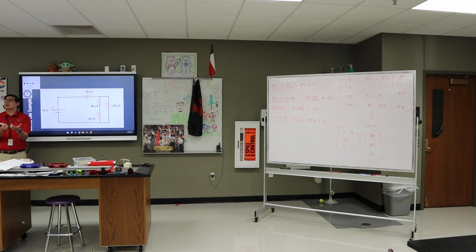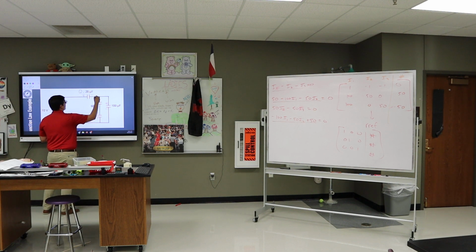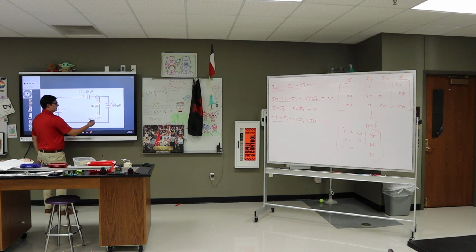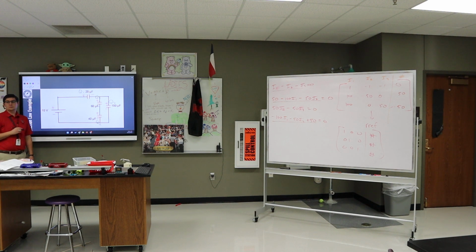I would then need to assign what the charge is for each of those capacitors. I'm just going to call the charge on this Q1, the charge on this Q2, the charge on this Q3. Now here's where things get interesting. We should be okay with the idea that the charge on this is the same as that because they're in series, and so that means this is also Q2. Make sense?